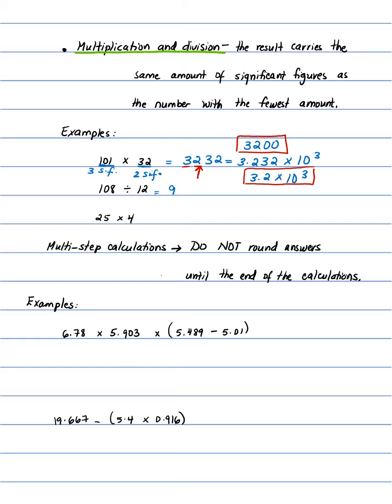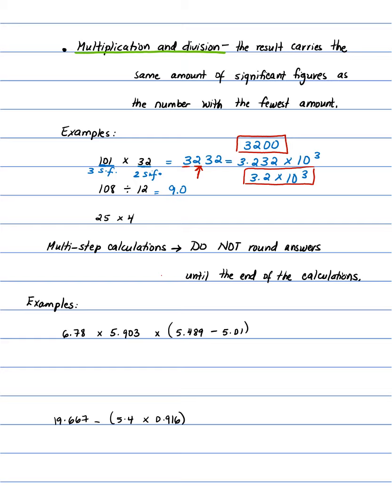So 9 is not the correct answer, because for 9 you have only one significant figure. So the correct answer is 9.0. 9.0, you have a trailing zero that is there after an explicit decimal point. Since you have an explicit decimal point, that trailing zero at the end is significant.